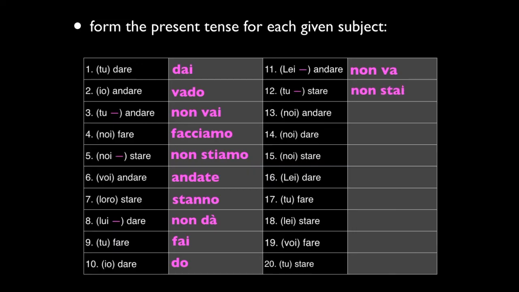13 is noi andare, which is andiamo. Noi dare is diamo. 15 is stiamo. 16 is dà, with the accent. That's the formal you. 17 is tu fai. 18 is sta. 19 is fate. And 20 is stai.